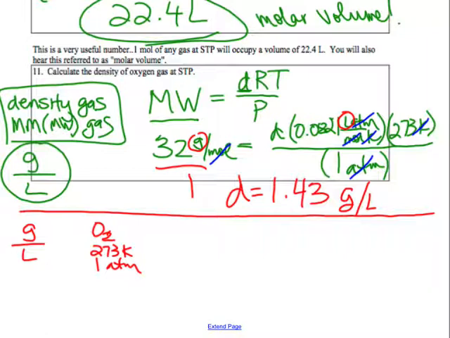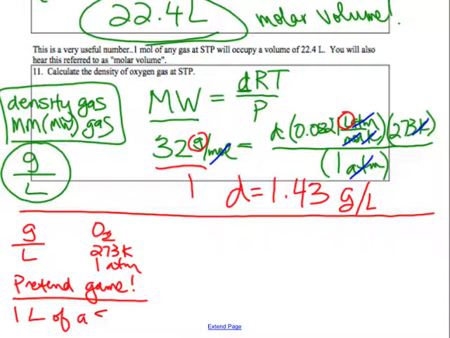The only thing I can do in a problem like this is play the pretend game. There's a couple ways to approach it since we're at STP. I'm going to approach it the way that you would do if you weren't at STP, the way you can do it all the time. I'm going to pretend I have 1 liter of a substance. Because if I pretend I have 1 liter, that's what I'm going to put here for liters. I can pretend I have as much as anything. I can pretend 50 liters or whatever.